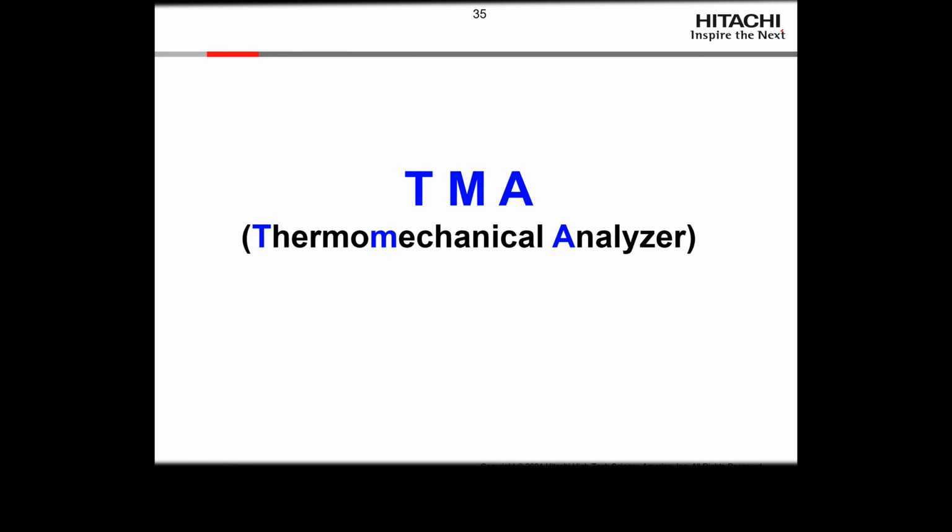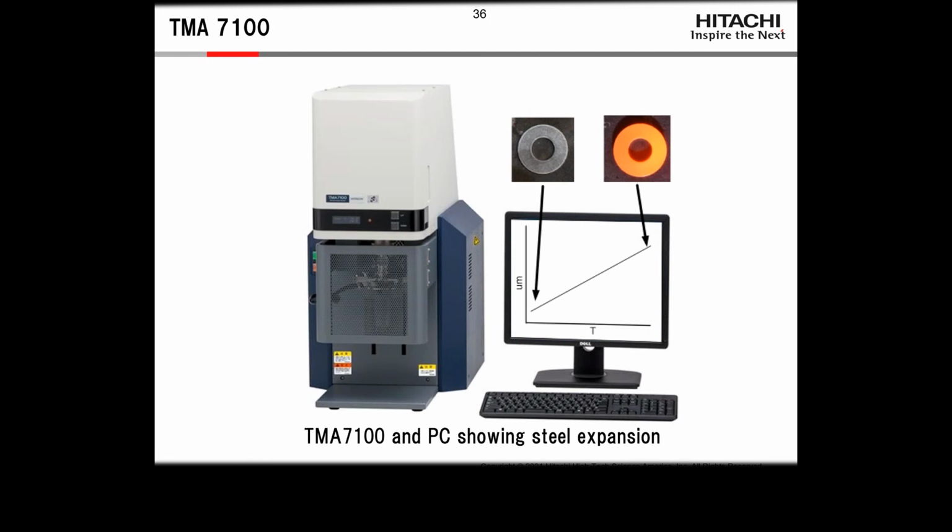Alrighty, the third technique, and now we're starting to talk about techniques that are about 10 to 15% of the marketplace, thermomechanical analysis. And here is a TMA 700 showing the expansion curve for steel heated from room temperature, where it's gray, up to about, I think this was 900 C, to get this nice red color. And for steel, that gives us a straight line.